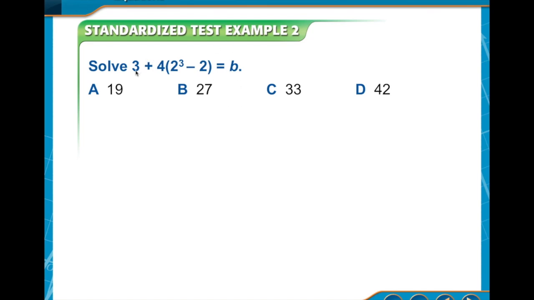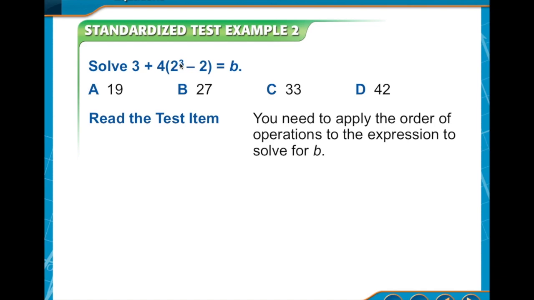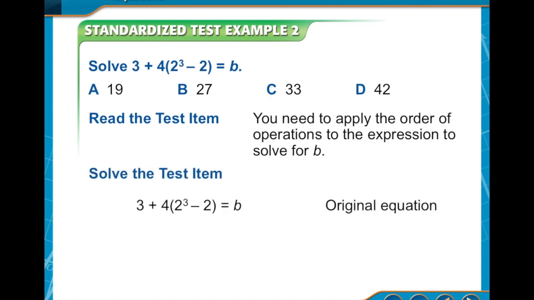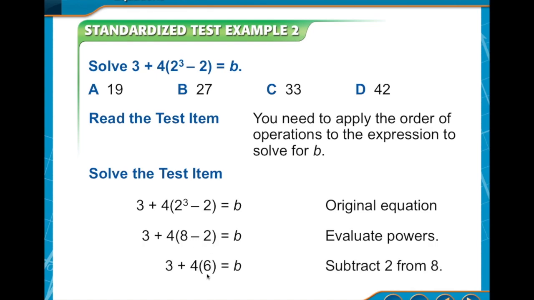So we've got 3 plus this whole quantity, so we need to multiply this out. If we do order of operations, we can do it. First I need to know 2 to the third power. What is that? I know it's 8. Now we need to do what's in parentheses. 8 minus 2. I know that that's 6.